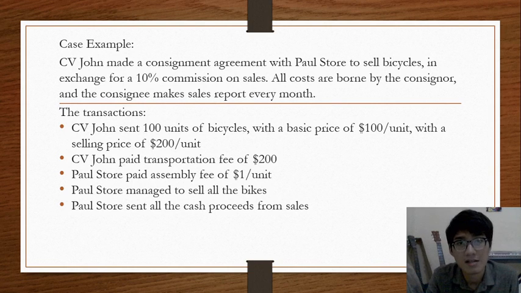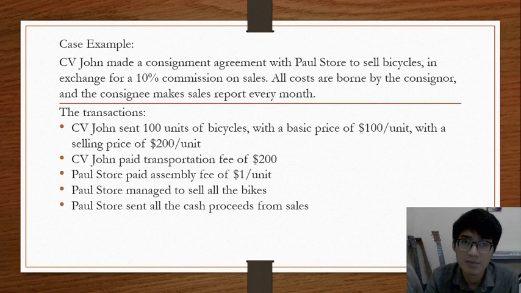CV Zone made a consignment agreement with Polestar to sell bicycles in exchange for a 10% commission on sales. All costs are borne by the consignor, and the consignee makes a sales report every month. The transactions: CV Zone sent 100 units of bicycles with a basic price of $100 per unit, with a selling price of $200 per unit.